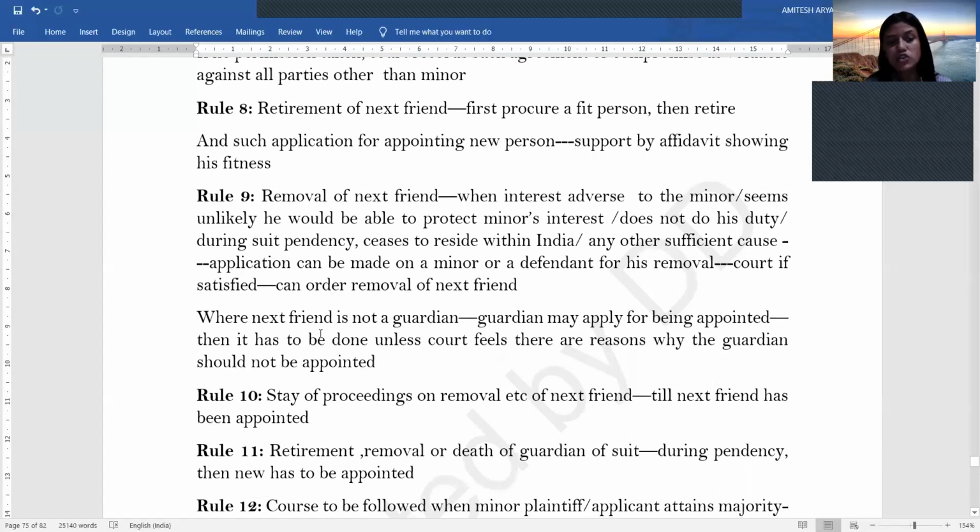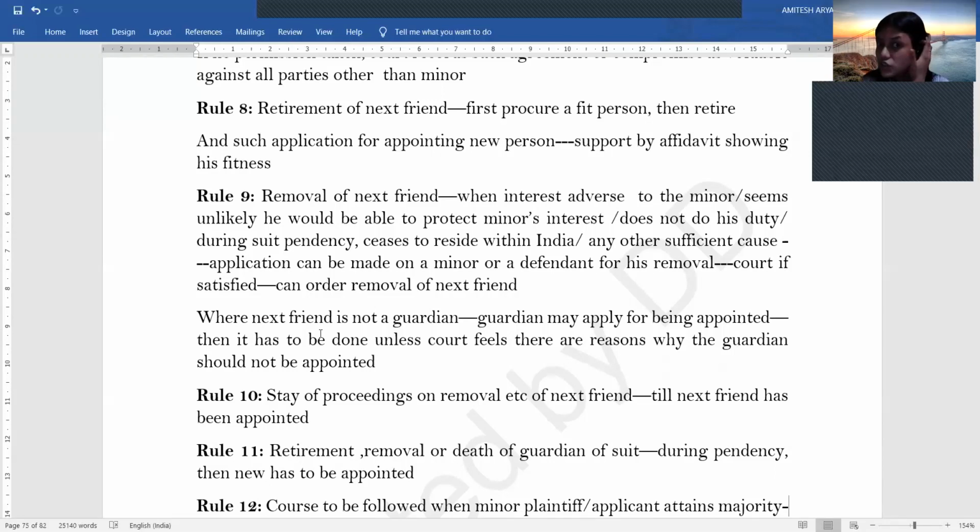Now, Rule 9 is talking about removal of a next friend, where there is an adverse interest, or it is unlikely that the person will be able to protect the minor's interest, or he is not doing his duty, or during the suit's pendency, that person ceases to reside within India, or any other sufficient cause is shown, then the application can be made by the minor or the dependent for his removal, and the court, if satisfied on the same, can pass an order for his removal.